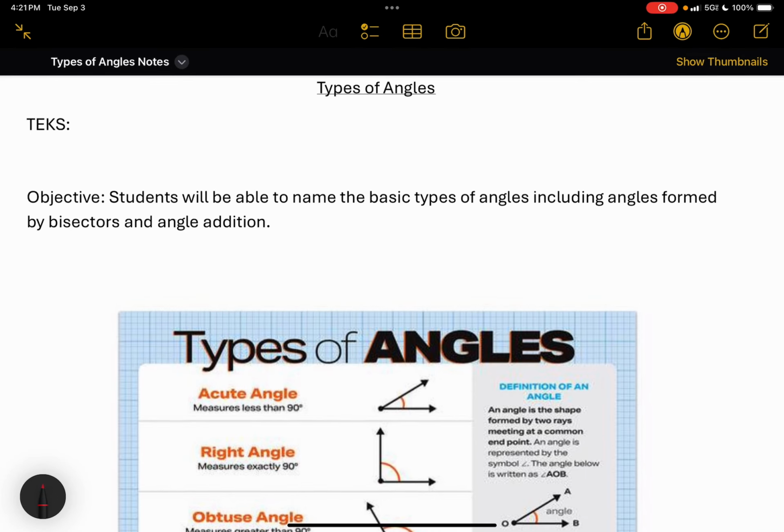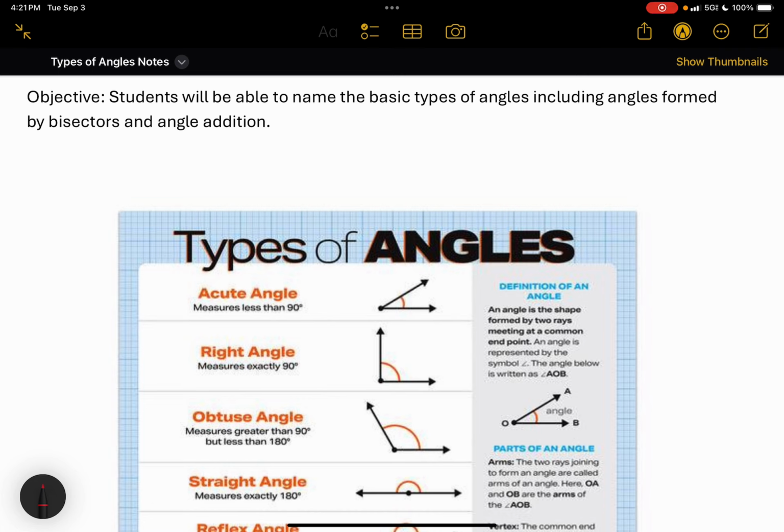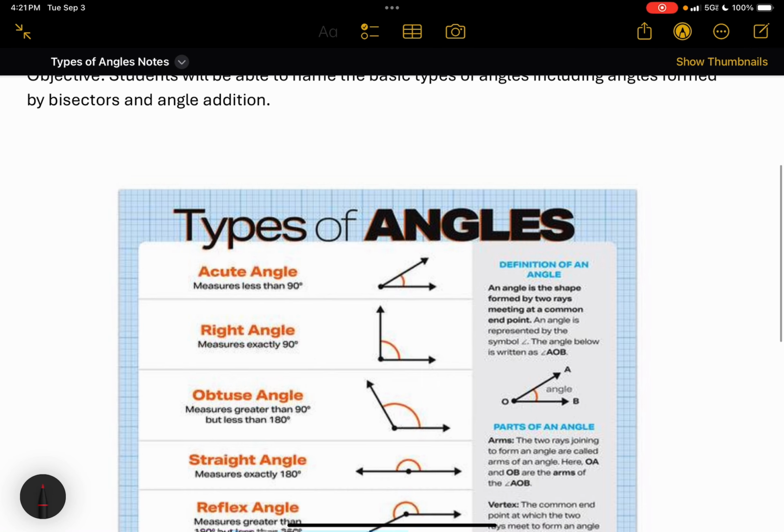Guys, today we are looking at types of angles. So this is the first lesson in Unit 3. We are doing Units 2 and 3 backwards just because of the way they fall. There's not much to this video. I just want to go over the different types of angles.